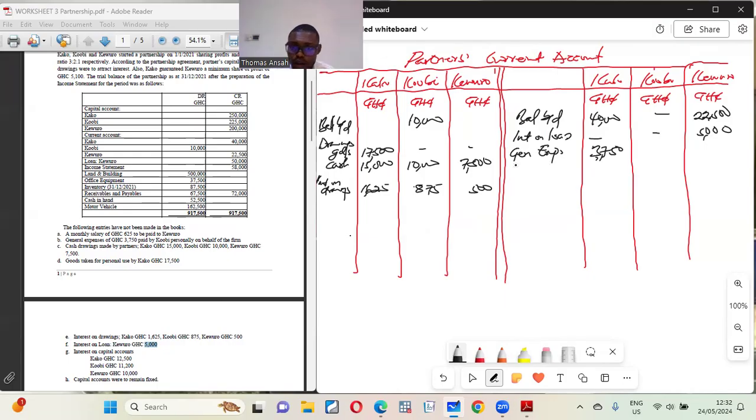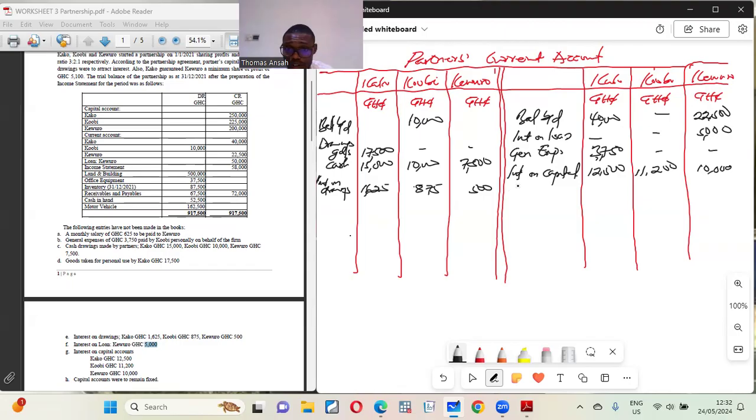What else? Remember, interest on capital, right? How much is the interest on those capital? So interest on capital, we have 12,500. What else? 11,200. Then we have how much? 7,000. Oh, no, 10,000. All right, so that is what we have there. Then what else? Interest on current accounts credit was in part.